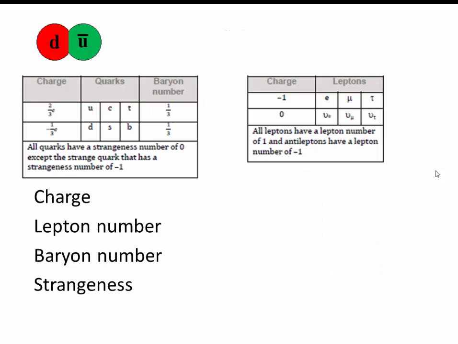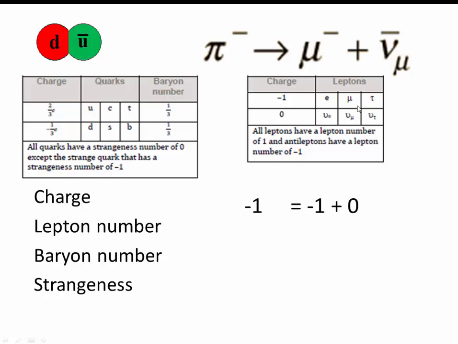What about a down and an anti-up? And it does this. The pion, pi minus, is a down and anti-up. Let's try and look at this. What is the charge, the lepton number, the baryon number, and the strangeness? The charge is -1. This is -1, and this has no charge. So that works. The lepton number, well, the pi minus is a meson. It doesn't have a lepton number. Well, the lepton number is 0. This is a lepton, and this is an anti-lepton, so that's a 1 and -1. So that is also consistent.